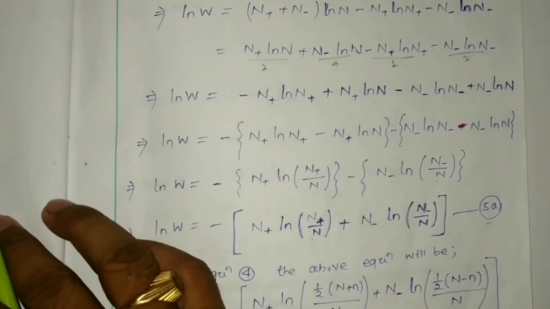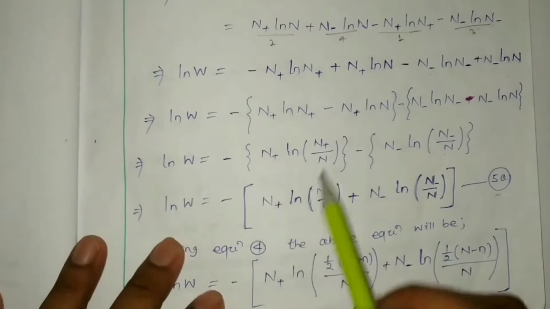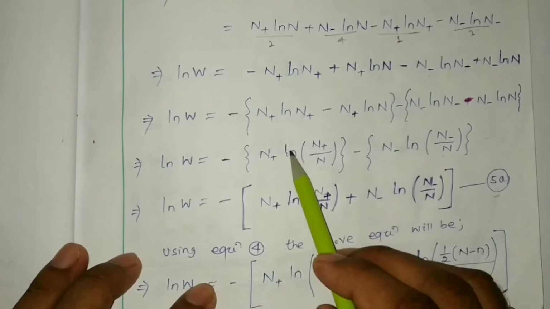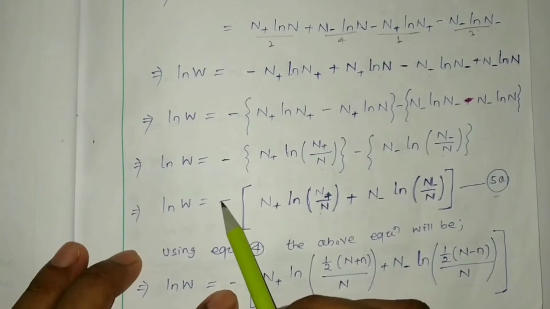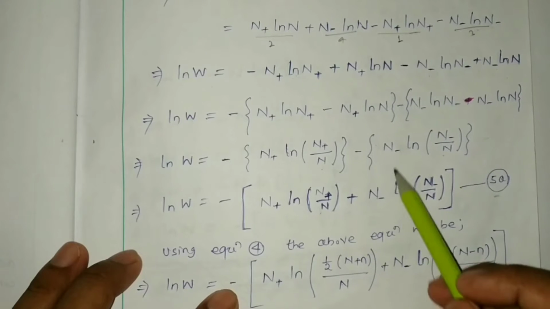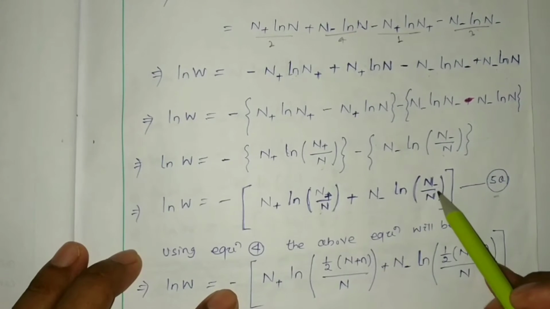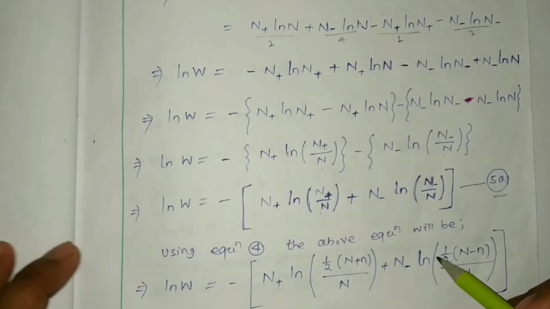Okay, now take minus common from this and this term. So minus n plus ln n plus by n plus n minus ln n minus by n. Let this be your equation number 5a.